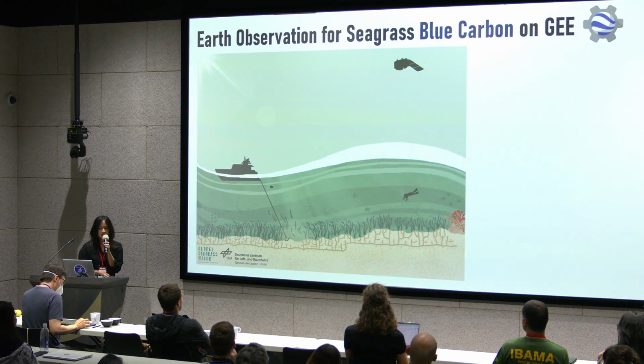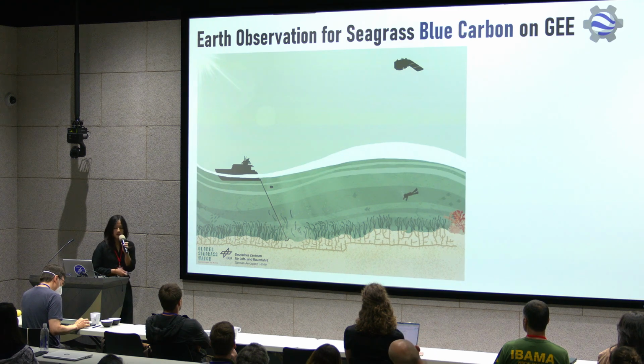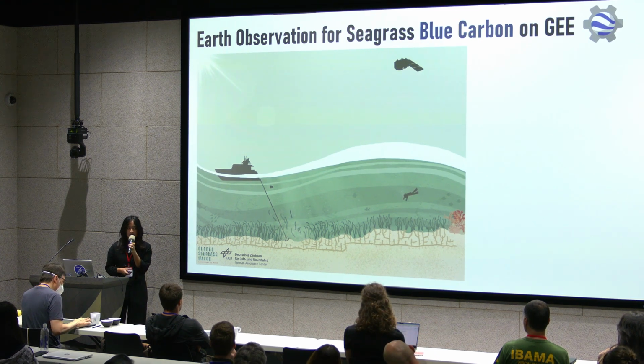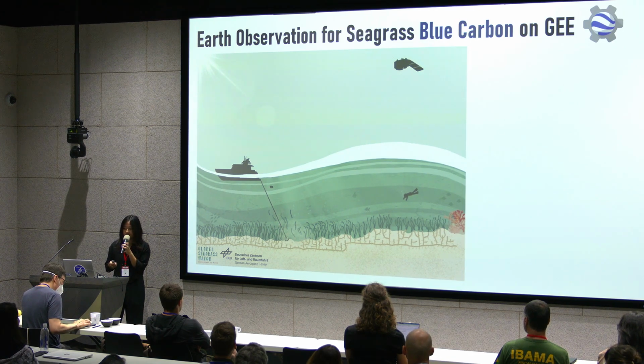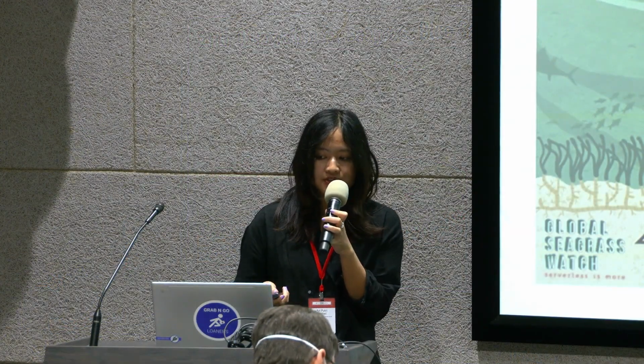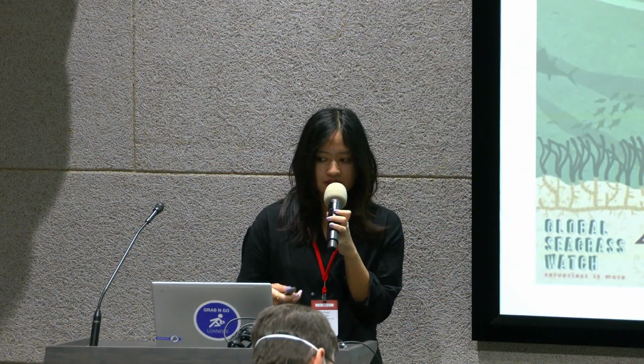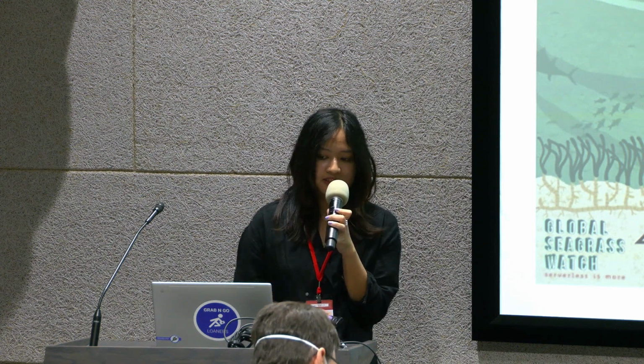This is an overview of our methodologies. We heavily utilize Google Earth Engine for most of our work. So what do we do and what for? We are using Earth observation for seagrass mapping and blue carbon estimation. Mar has already made an excellent explanation of what blue carbon is, and here I'm going to just show you a simplified version of the example of the process.